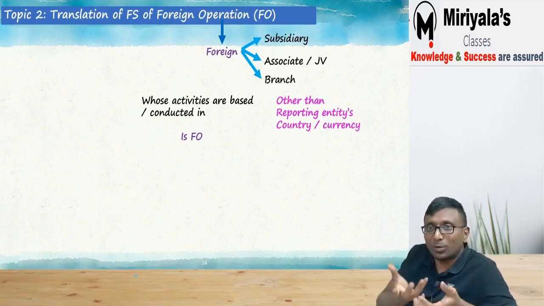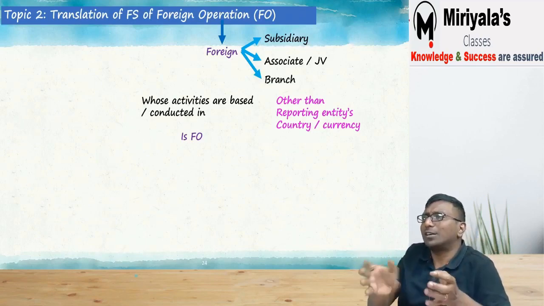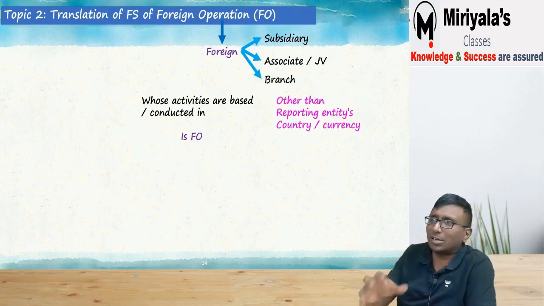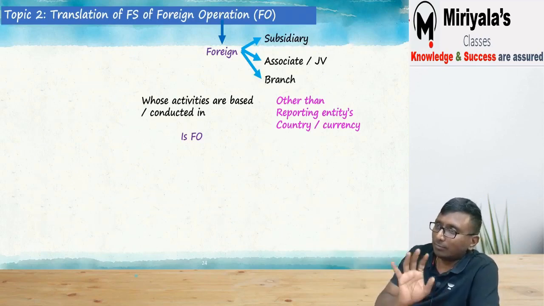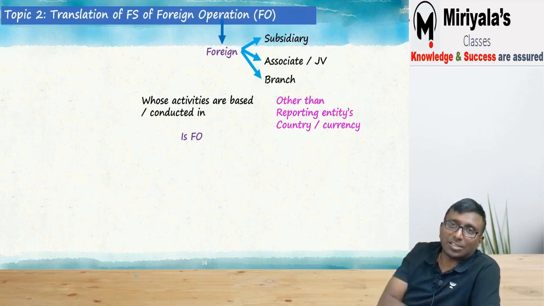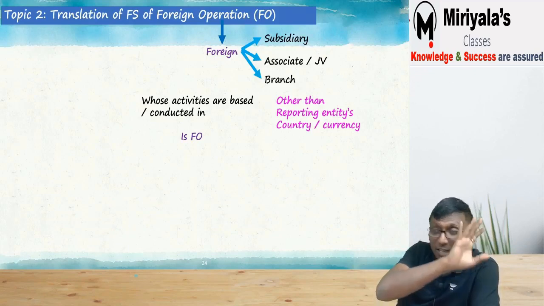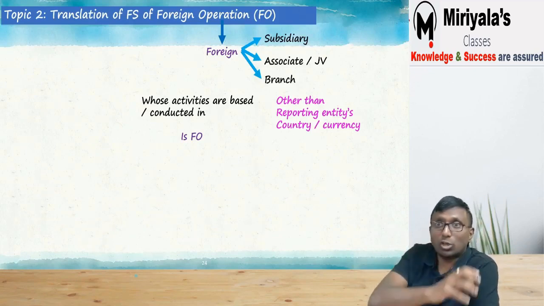What they will send me is a rupee trial balance. Mine is also a rupee trial balance. So there is no conversion. Adding directly: 100 rupees plus 100 rupees, total 200 rupees. I simply say add, that's it. So if it is an integral foreign operation, translation will not be there. No sir, that is a non-integral foreign operation.